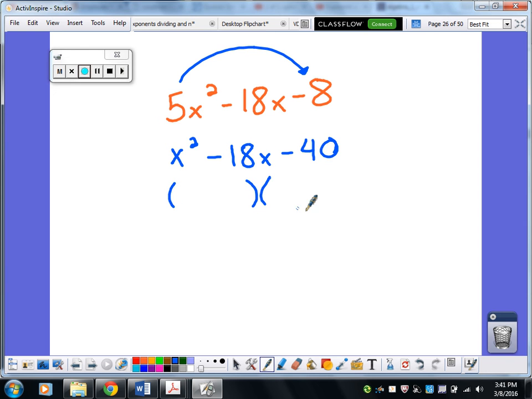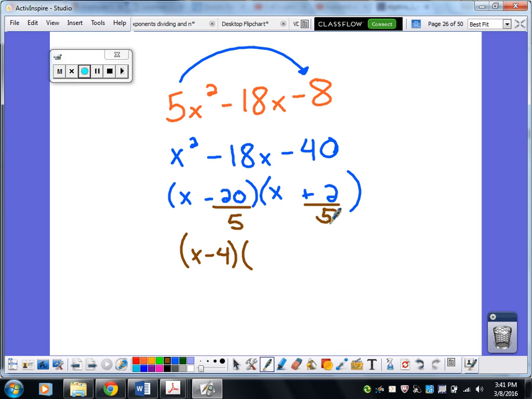Then I regular factor, x times x. The combination is going to be negative 20 and positive 2. Now remember the number that I multiplied by? I bring it back in, and that number is a 5. So this turns into x minus 4, and this guy, the 5, is going to slide in front, and it's 5x plus 2. I'm done right there. And that, guys, is slide factoring.